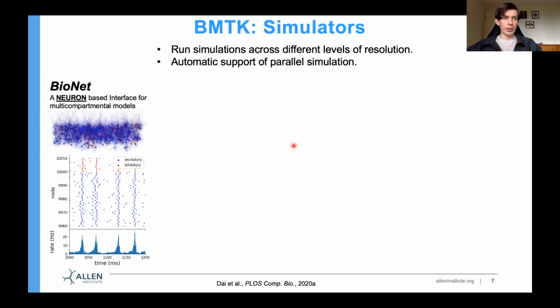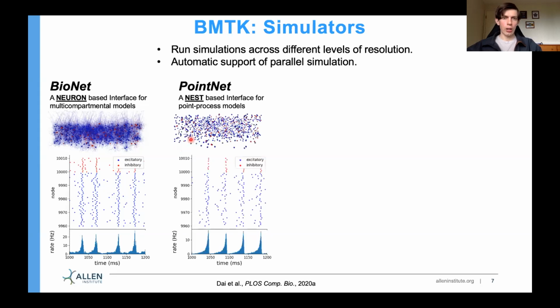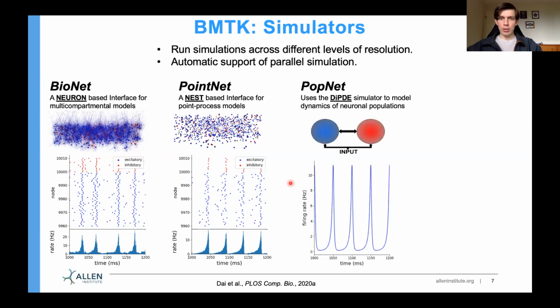So we can run simulations at different levels of resolution. One is the module that we call BioNet. It interfaces with Neuron to allow for simulations of multi-compartmental models, the networks of biophysically detailed neurons. The other one is what we call PointNet. It interfaces with Nest to simulate point neuron networks. The next one is PopNet.